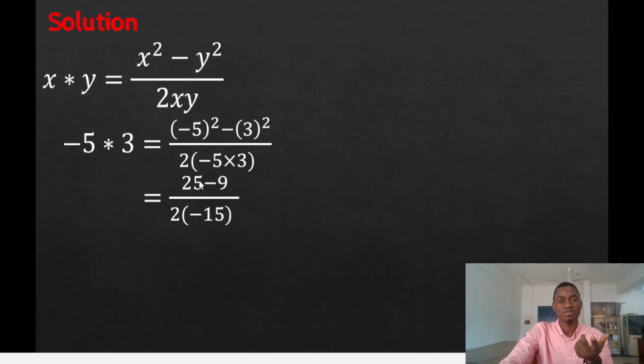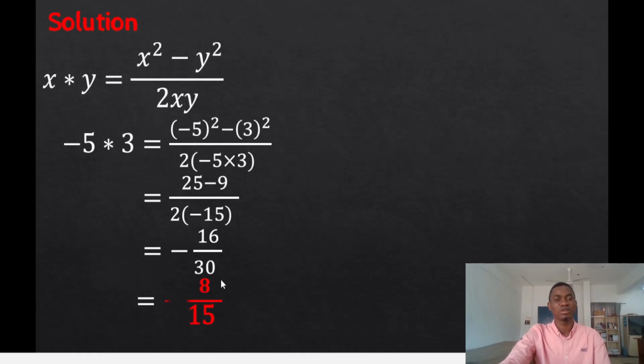So we have 25 minus 9 as our numerator, then divided by minus 5 times 3 is minus 15. So we come down, 25 minus 9 is 16. Then 2 times minus 15 is minus 30. So here we have minus 16 over 30. And this expression is not in its simplest form. So there is need we simplify further.